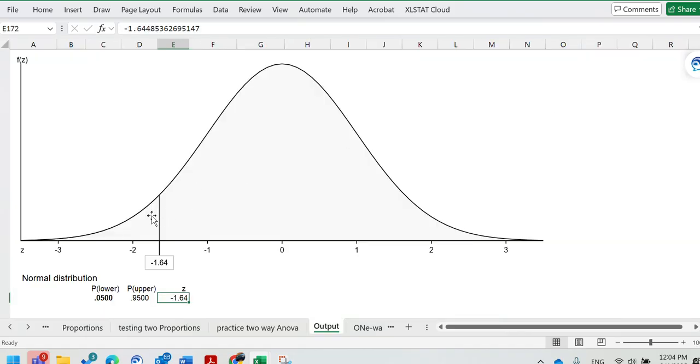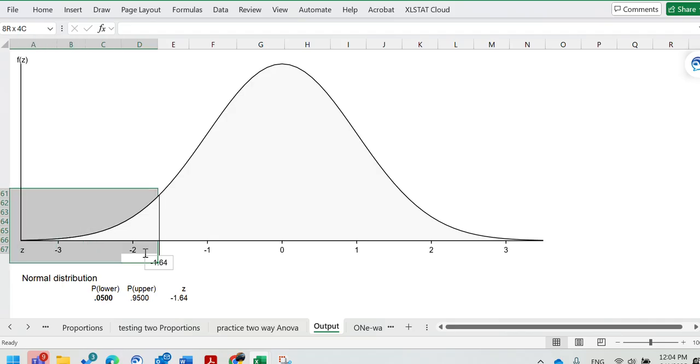Now because it is a left tail, this area fully is my reject area. If I get the value on the left side, I will reject. If it comes on the right side, that is more than minus 1.64, I will accept the null. So the critical value is minus 1.64.